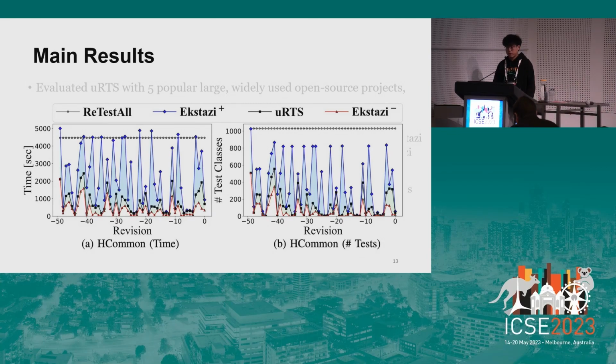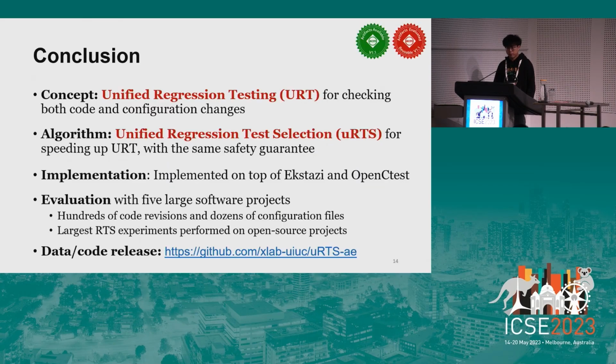The black point at the very top is retest all, and the blue shadow represents the difference between URT and safe Ekstazi. We also measure the effectiveness of two-dimensional comparison and speed up for configuration-only changes. Due to the time constraint, I will not cover them in this talk. In summary, we present URTS, unified regression testing for checking both code and configuration changes.